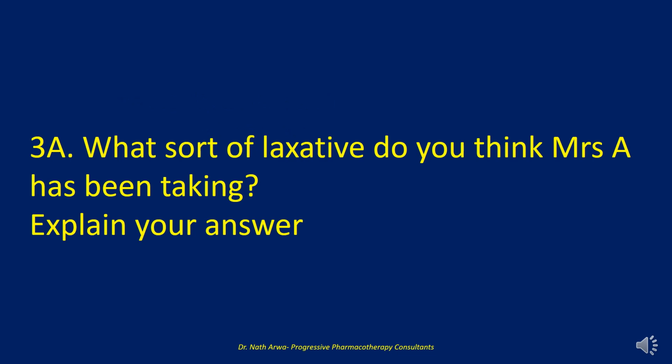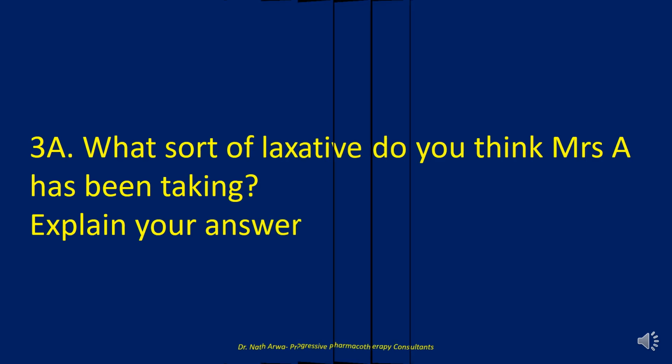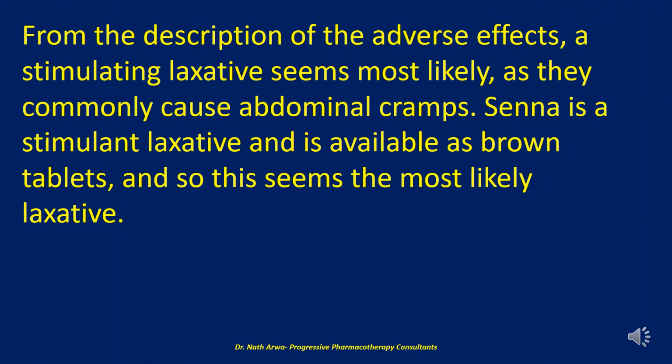Question 3a reads, what sort of laxative do you think Mrs. A has been taking? Explain your answer. From the description of the adverse effects, a stimulant laxative seems most likely, as they commonly cause abdominal cramps. Senna is a stimulant laxative and is available as brown tablets, and so this seems the most likely laxative.